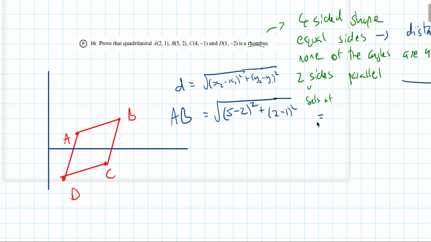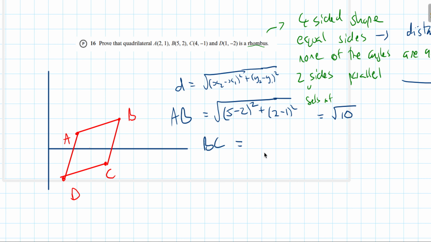From there, we plug our numbers into our calculator. So 5 minus 2 is 3, and 2 minus 1 is 1. So that's going to give you a horrible number directly on the calculator, but gives you root 10 as an answer. So we can leave that in exact form because that's the best way to leave it.